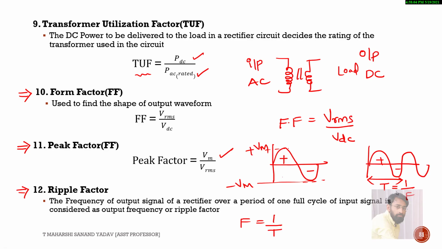These are the 12 parameters that you have to understand in order to know the working of different kinds of rectifiers like the half wave rectifier and the full wave rectifier. Again, in the full wave rectifier, there are the center tapped as well as the bridge types. I hope you have understood what I have taught.